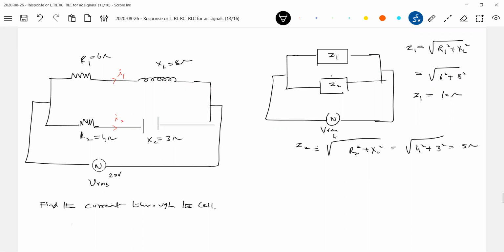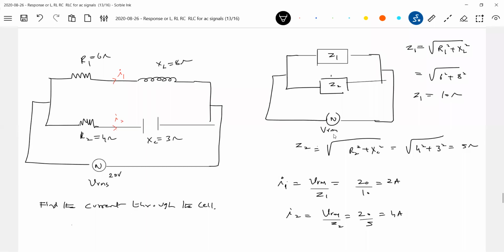Then what is the current? I'm calculating the magnitude of I1. This is IRMS. I1 equals VRMS by Z1. What is VRMS? 20 by 10, 2 ampere. What about I2? VRMS by Z2, 20 by 5, 4 ampere. So shall I write I1 plus I2? Shall we write I1 plus I2?